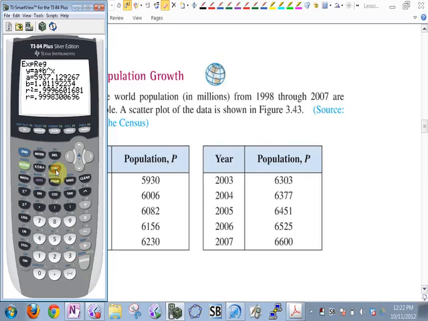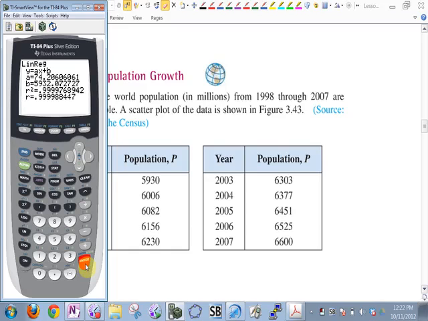Just for funsies, let's do a linear regression. Because it looked linear, didn't it? Oh, okay, so to be honest, the line fits the data better than an exponential. Okay, it doesn't mean the data was exponential.